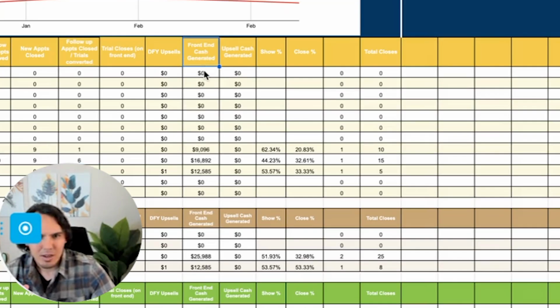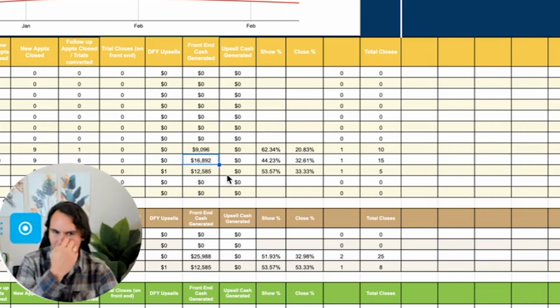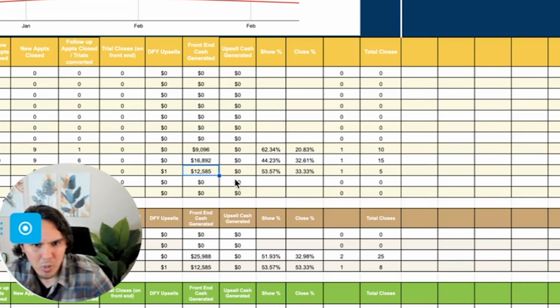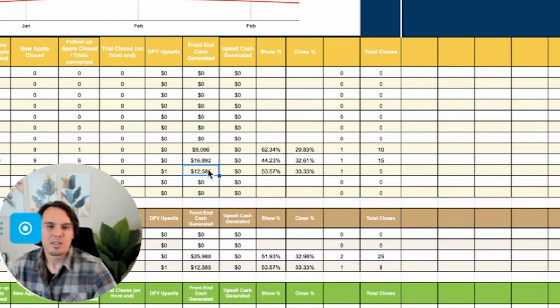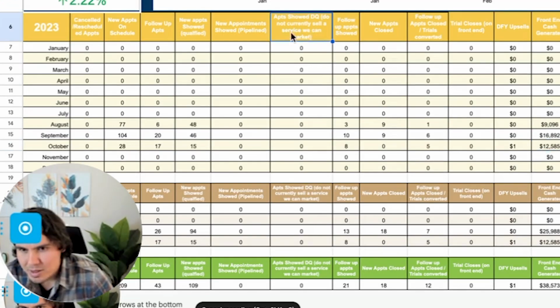All right, so let's cover front-end cash generated. August, we collected 9,000. October's close to 17,000. So far, we are at 12,585 in October. We've got a good week lined up of appointments, so things should improve here. The goal is to close out at least 25,000 in October. As far as total revenue, in September, we did about 32,000. October, the goal is to be around 35 to 37. So we shall see.